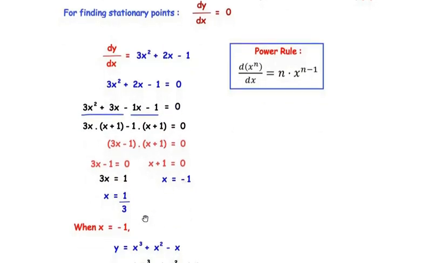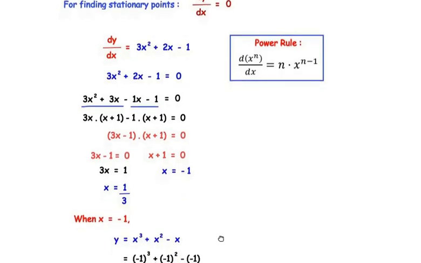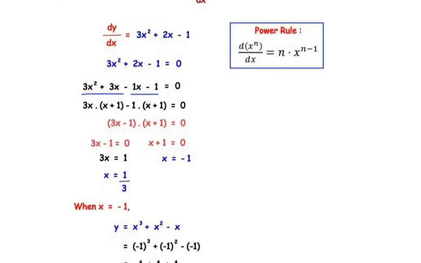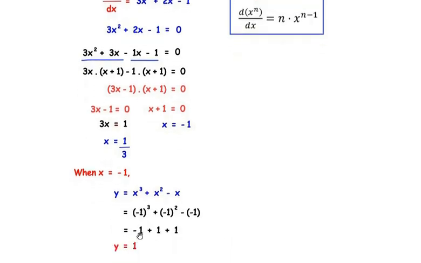When x equal to negative 1, we have taken the equation of y, that is y is equal to x cube plus x square minus x. Now substituting the value of x as -1, we get y is equal to (-1) to the power of 3 plus (-1) to the power of 2 minus of (-1). Now remember that odd power of a negative number gives you a negative number. So (-1) cube gives us -1, plus even power of a negative number gives us a positive number. So we get +1, and minus of minus is +1. Now -1 and +1 will add up to give us 0, giving us the value of y as 1.